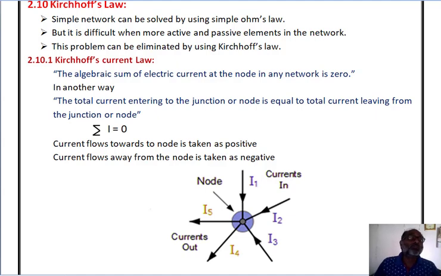Kirchhoff's law. A simple network can be solved by using simple Ohm's law. That means I is equal to V upon R. So from this equation, or by using Ohm's law, we can find out the current passing through each and every element which is connected in the network. But it is very difficult when more active and passive elements are present in the network.